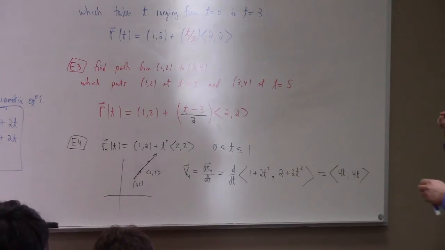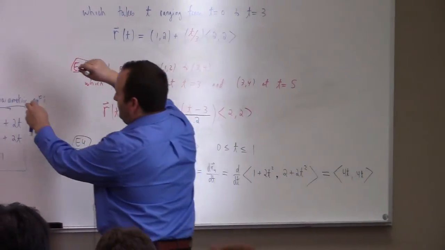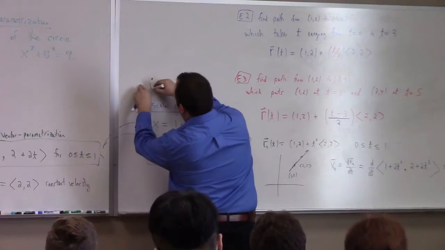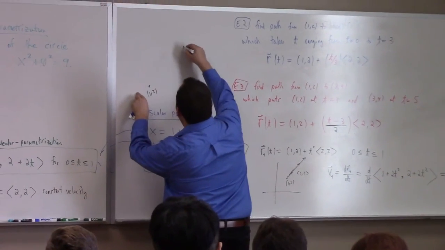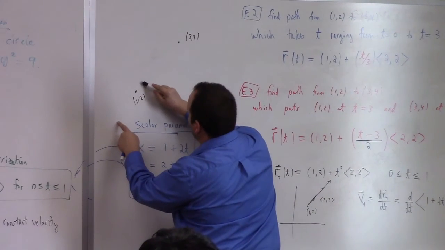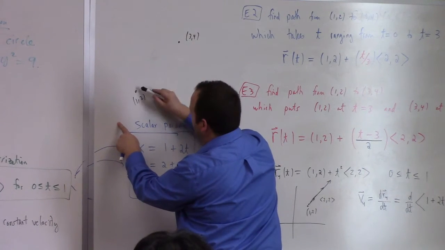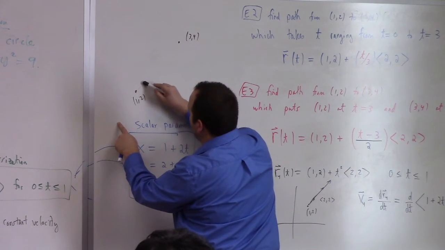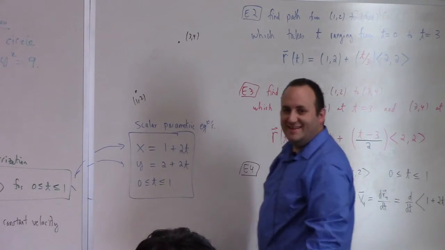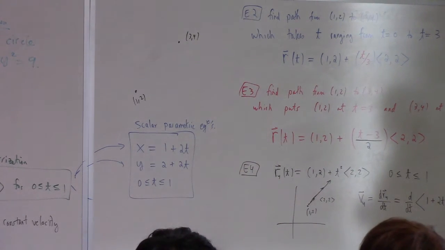Like the first path, you're going from the point 1, 2 to the point 3, 4 at a uniform rate. So the first path is something like that. The fourth path is more like this. I can't draw it, but it's getting faster and faster as you go.